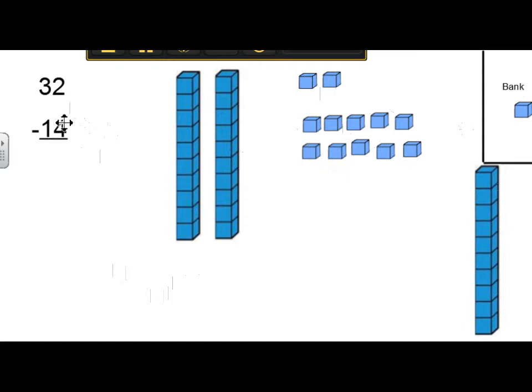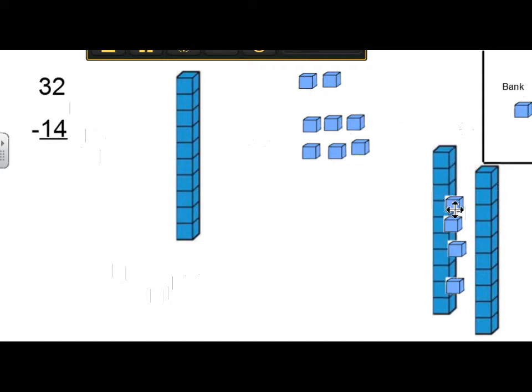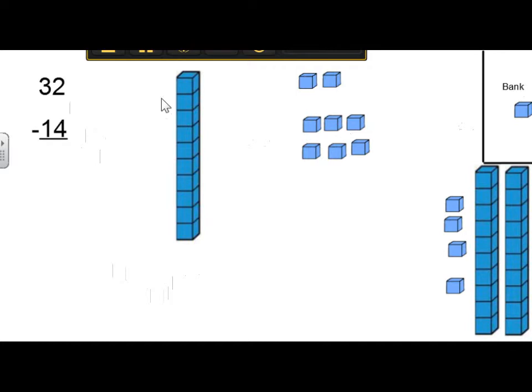Now the students can go through and take away the 4 ones. 1, 2, 3, 4. And they also take away the other 10 rod. And thus they are left with 1 10 and 8 ones. And we've done that with the blocks quite a bit.